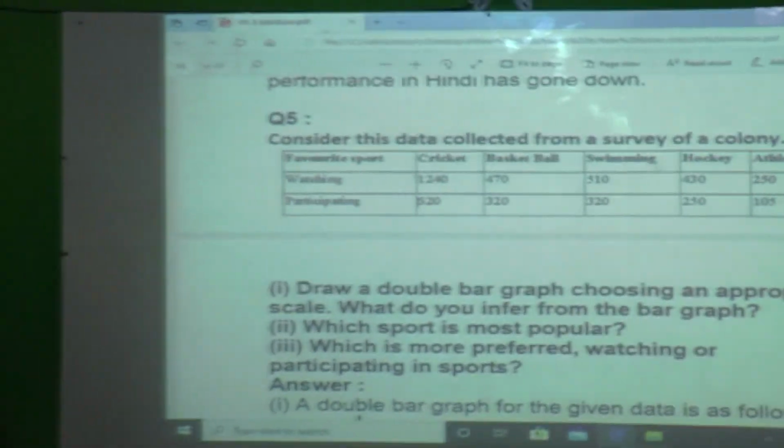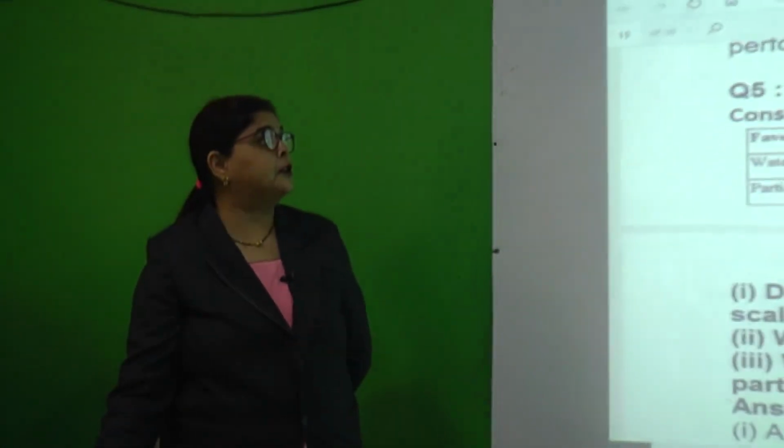My dear students, please try to solve question number 5 on a graph paper. I have already explained in short. In the previous question we learned how to draw a double bar graph. Here it is very similar: data is given to us, the only difference is that earlier we had marks, and here we have the number of participants and the number of people watching the sports. Find your scale, see the highest and the lowest values, find the scale on the y-axis and write the sports on the x-axis. Please try to draw the double bar graph.